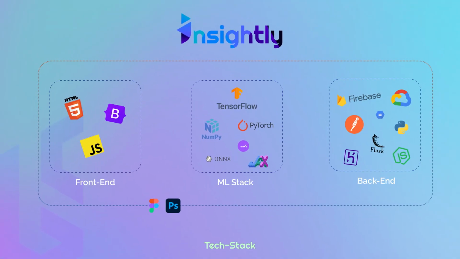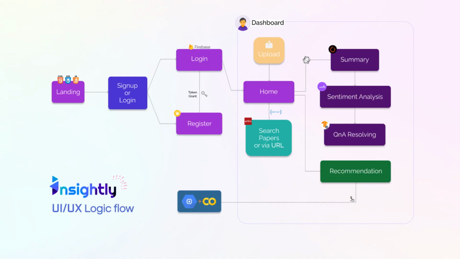Insidely is crafted with love. We went with a minimal approach by building the front end with HTML, CSS, and vanilla JavaScript. After OAuthing with Firebase, we land on the homepage where we can leverage a bunch of useful tools according to our needs. We can upload our own PDF document or can search through papers available on arXiv or via custom URL.